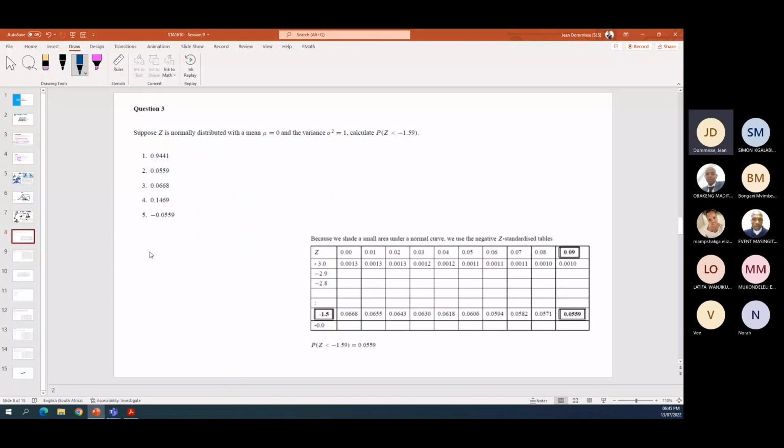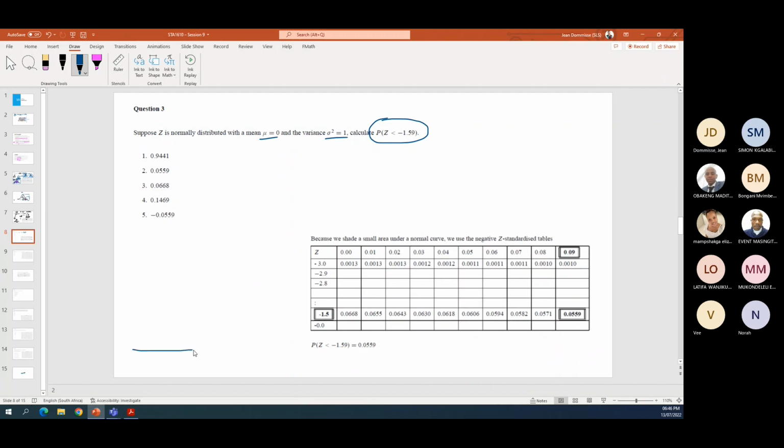Here we need to suppose the Z is normally distributed. They give us a mean and they give us the standard deviation. So that is nearly the same as what we've got in the definition. So we know it's normally distributed. Here they tell us to calculate the probability that Z is smaller than minus 1.59.